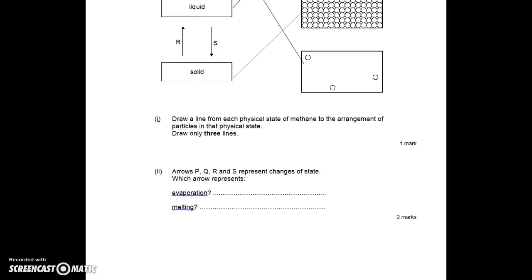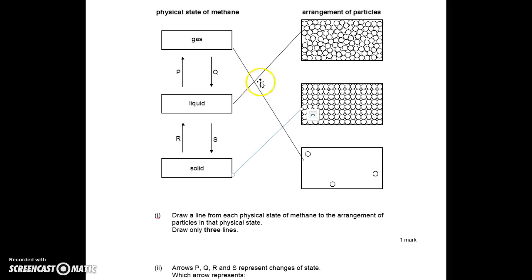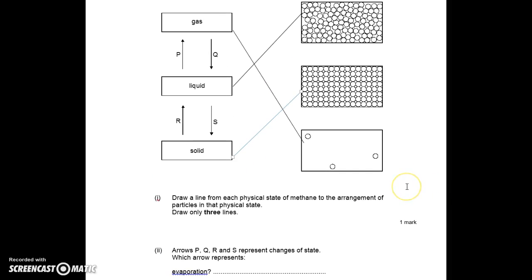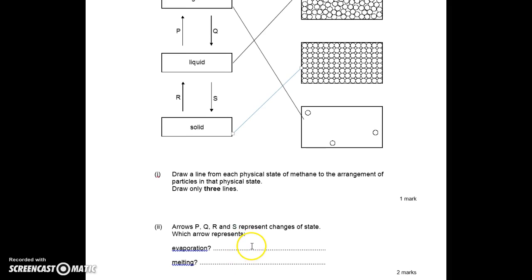Arrows P, Q, R, and S represent changes of state. So a gas going to a liquid, Q, that is condensation. And a liquid going to a gas, that's boiling. So evaporation or melting, we've got a liquid going to a gas, so that's evaporation. So that would be arrow P. And melting is solid going to liquid, so that must be R. And S, liquid going to solid, of course, is freezing.